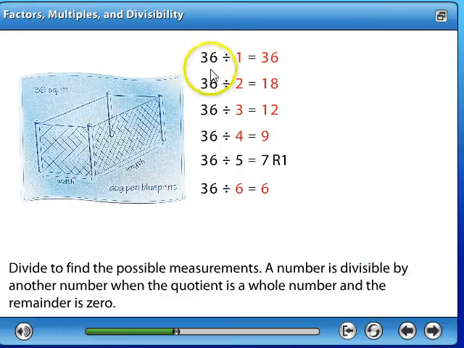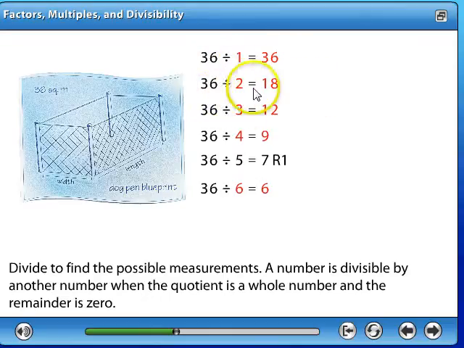So if we take a look at a few of these, we've got 36 divided by 1, which is 36. Now, multiplication and division are just the opposite of each other, and so 1 times 36. Multiplication and division have an opposite relationship. So if 36 is divisible by 1, then you can also multiply 1 by 36 to get 36. So these are all the different ways that we can divide 36 to get a whole number that does not have a remainder. 36 divided by 1 equals 36.